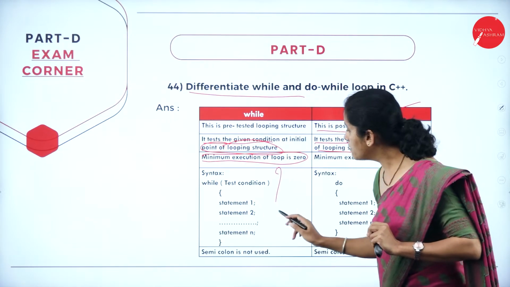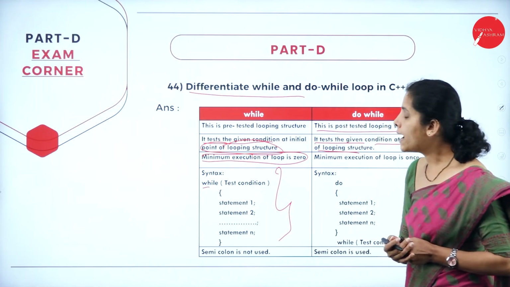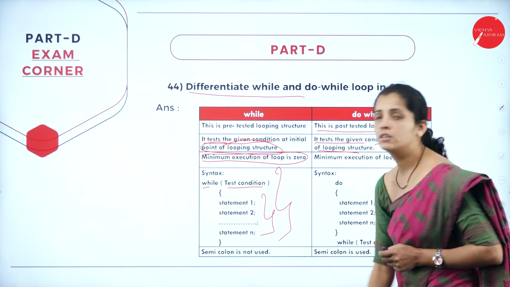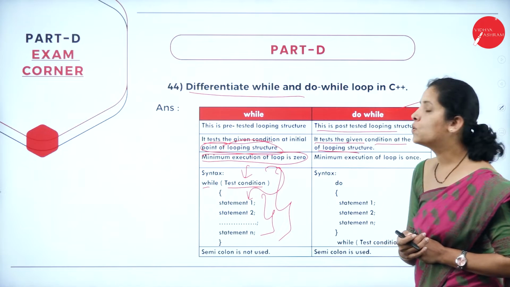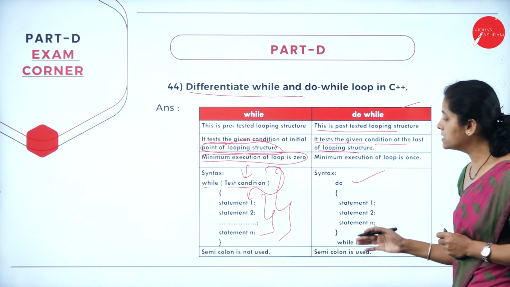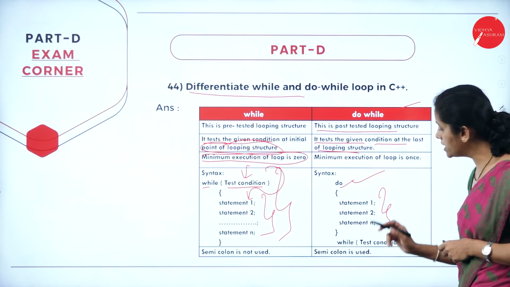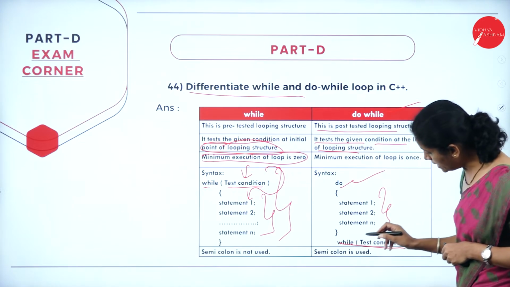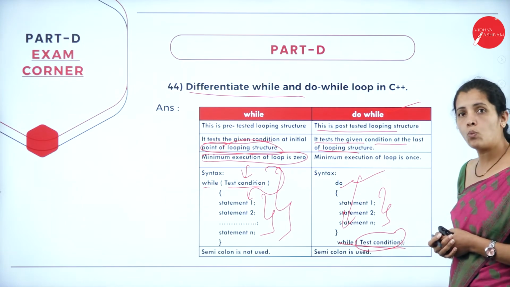Now, I'm going to have the syntax. See, as I told, while, and at the beginning itself, I'm going to have the condition, and I'm going to have number of statements. If this condition is true, the control enters into the while block. Now, see the syntax here. At the beginning, I'm going to have the do keyword, and I'm going to have the set of statements, and I'm going to have the while condition. But if this while condition is false, but still it's going to execute these statements at least one time.